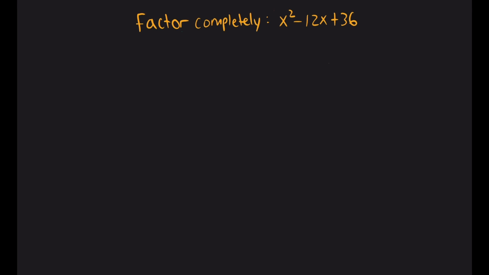Today we are going to factor completely this expression x squared minus 12x plus 36. The first way I'm going to use is... I don't know what this method is called. I forgot what it's called, but it's where you have this x right here, and up top is going to be your a times c, and at the bottom is your b value. And so you can think of this as the a value, this is the b value, this is the c value.